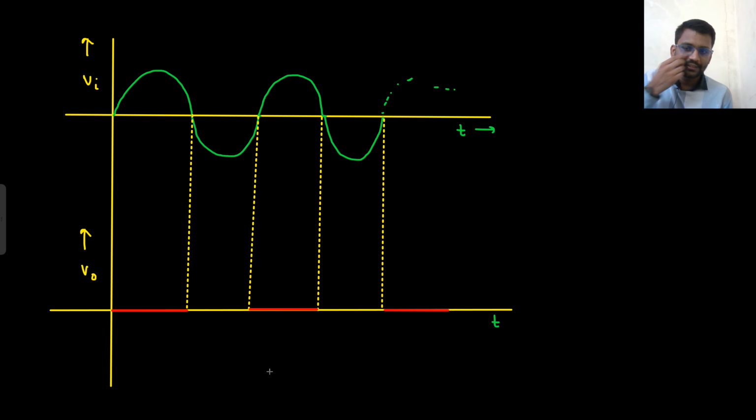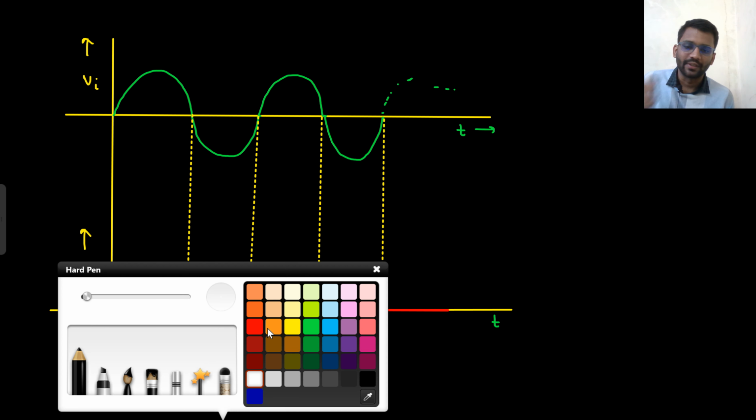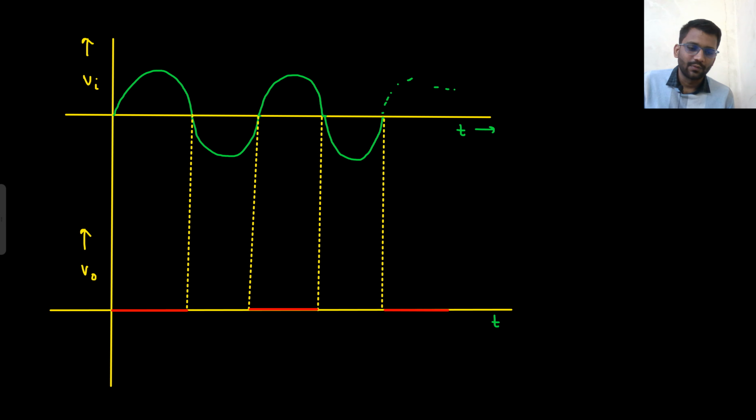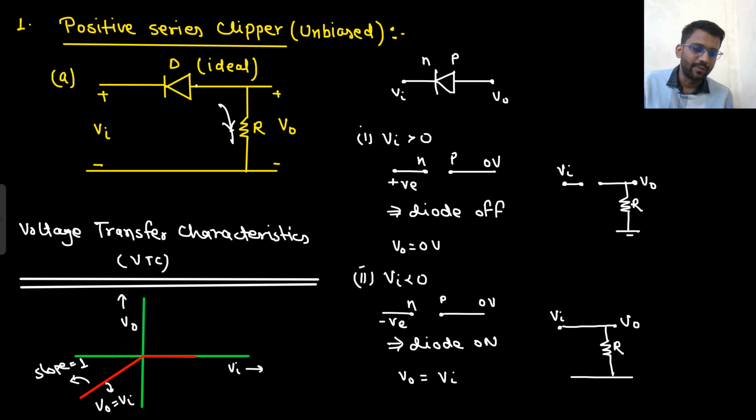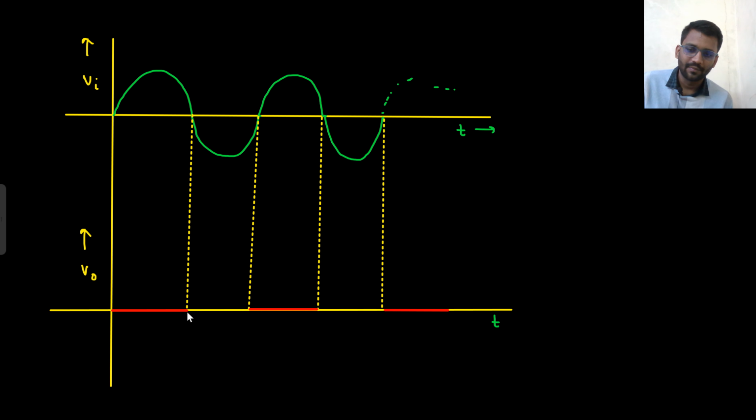And for Vin less than 0, your output will be equal to Vin only. So the same waveform will come. We can assume this to be plus 5 and this to be minus 5 volt. So this point will be minus 5 volt only, and this point will also be minus 5 volt only.